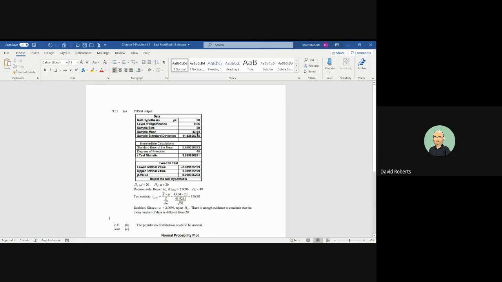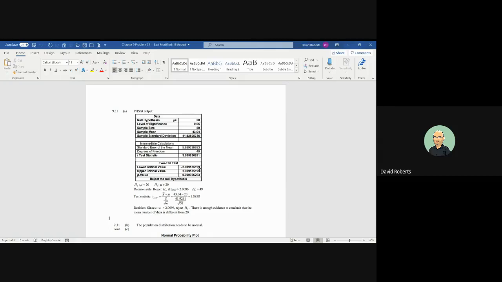So you can see that with a sample of 43 and your target is 20, it is, in this case, significantly higher, so it'd be above. So in part B, the population needs to be normally distributed, which we're going to assume that it is. And we have a normal probability plot in part C. In part D, do you think that the assumption is valid?